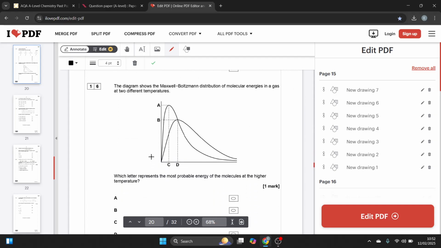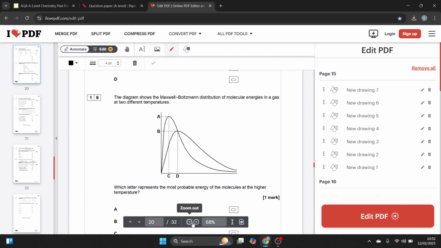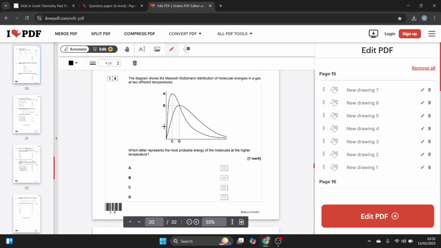Question 16. The diagram shows the Maxwell-Boltzmann distribution of molecular energies in a gas at two different temperatures. Which letter represents the most probable energy at the higher temperature? At the higher temperature, I can already cross off B and D because that's for the normal temperature. At the higher temperature, this graph is talking about this curve. Energy is always measured on the x-axis, so it's got to be C then.